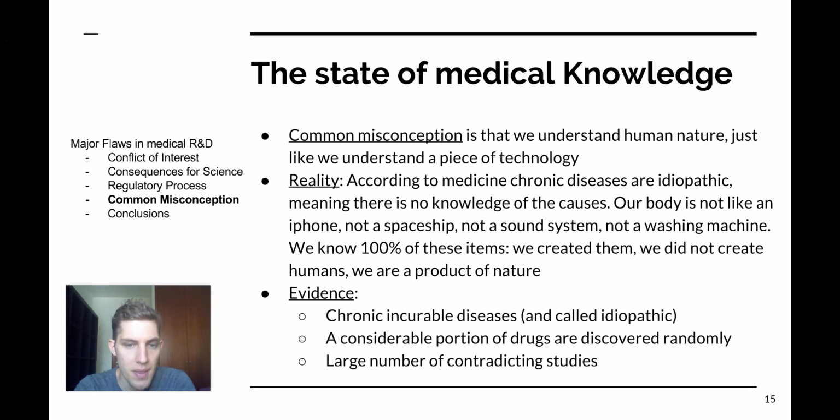Then, a considerable portion of drugs are discovered randomly. This is also a hint, not evidence. And also, there is a large number of contradicting studies. So how can we have understood the human body with these three pieces of evidence?